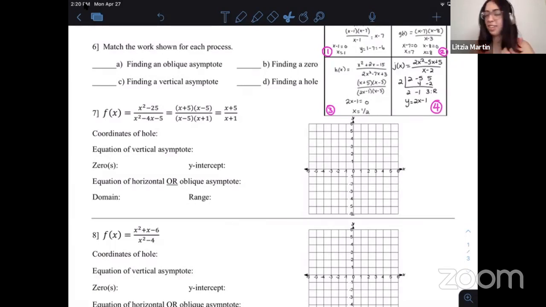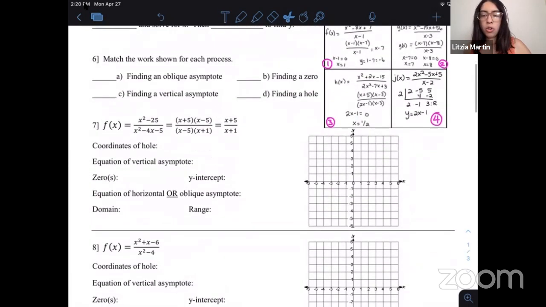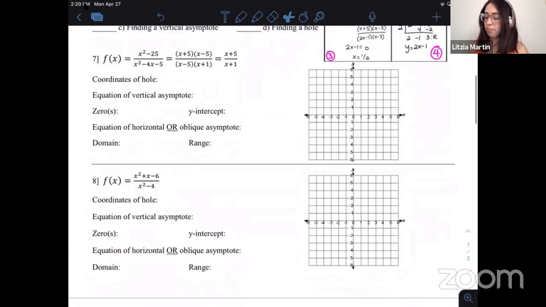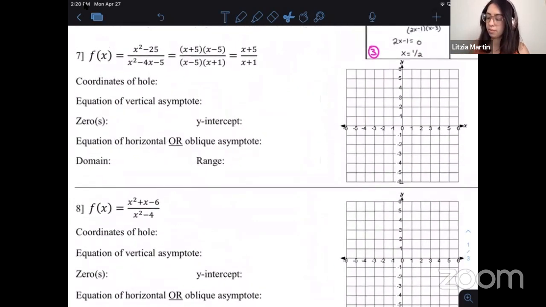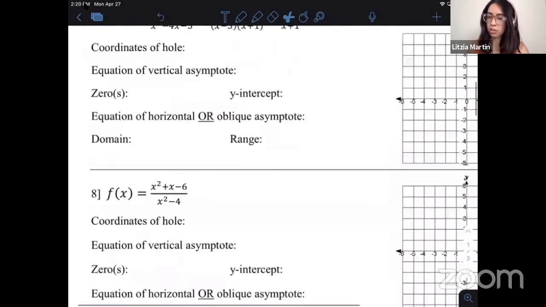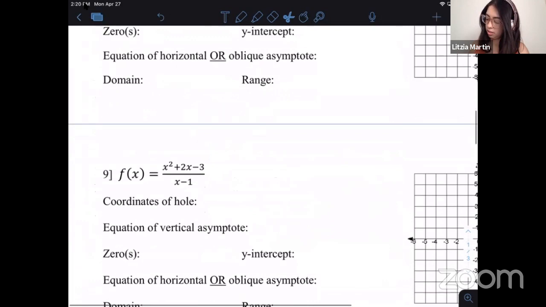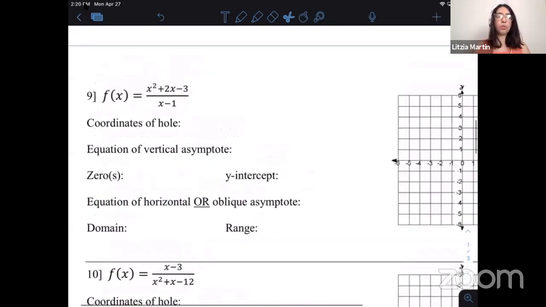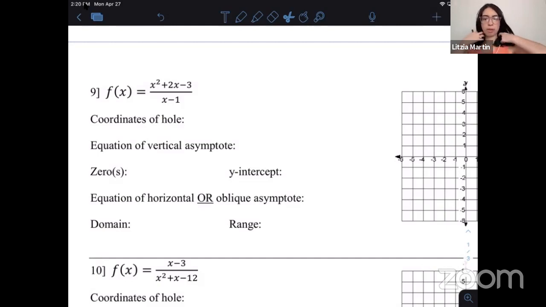So here we go. Horizontal or oblique asymptotes. Is there a specific problem where you want to see that, or do we want to just pick any problem and go from there? So we can do either or. Number 9. Okay. So why don't we just go ahead and do the whole problem, so that way, in case there's questions about any other parts of it, then we got it covered.